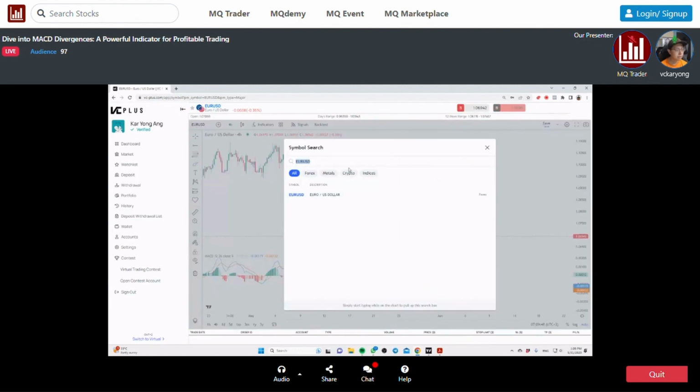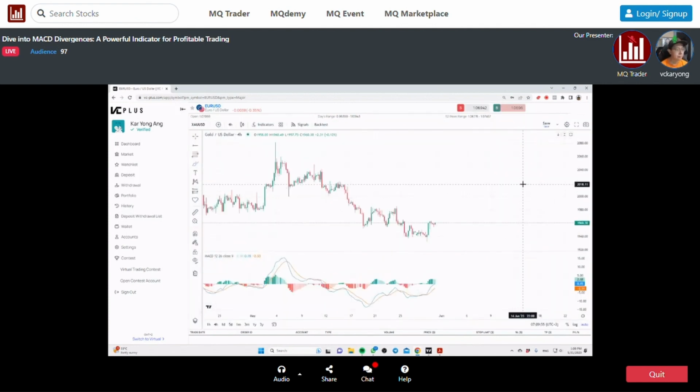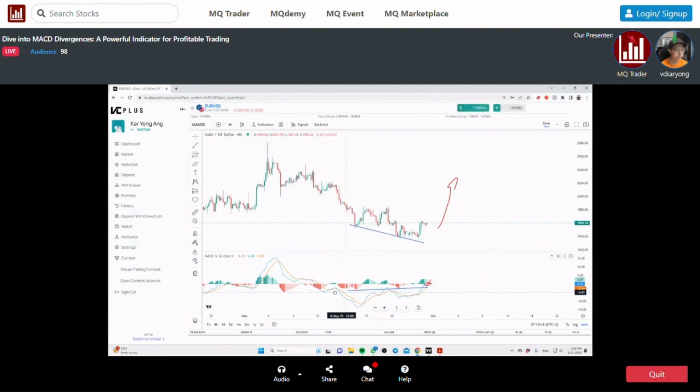Now let me look into maybe metals, right? For example, gold. Okay, so same thing over here, right? First thing off, you can see this MACD line is starting to cross over the zero mark, okay, which starts to indicate an early sign of a bullish trend that may kick-start. Okay, another one here is, of course, the price is coming down. We have a very nice little divergence.